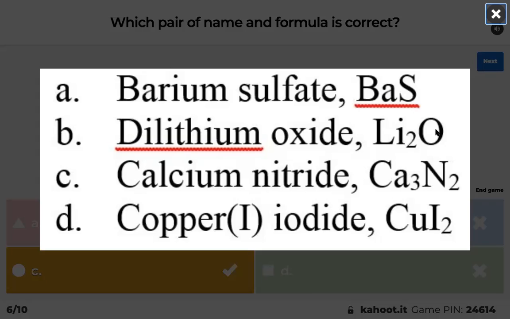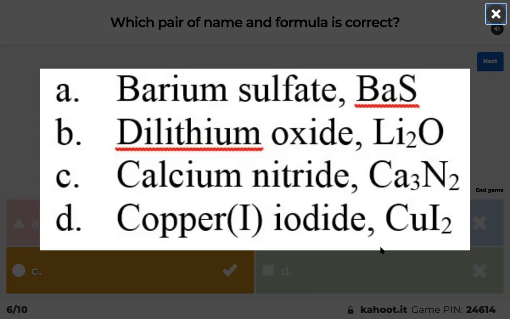Okay. C is actually the correct one. Calcium nitride, that's an ionic compound, and it's binary. It only has a metal and a non-metal, no polyatomic ion. And so this is the correct formula. The reason is because calcium's charge is +2. Nitride's charge is -3. So when I crisscross them and write the subscripts, I end up with Ca3N2. So that one is correct.